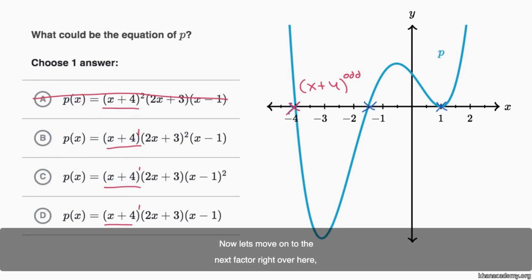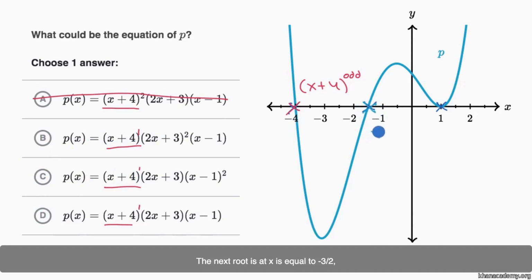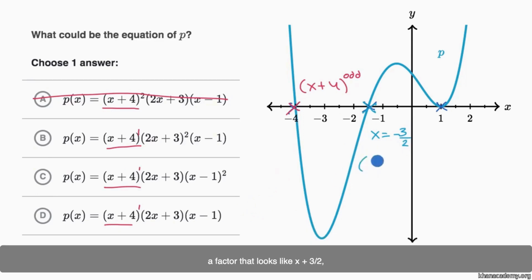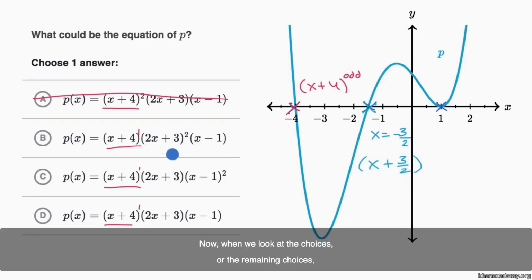Now let's move on to the next root. The next root is that x is equal to -3/2. One way to think about it is you could have a factor that looks like x plus 3/2, or this times some constant. Now, when we look at the remaining choices, we don't see x plus 3/2, but we do see something that involves a 2 and a 3. So one way to think about it is, if I just multiply this times the constant 2, that would get us 2x plus 3. Well, I do see that right over here.